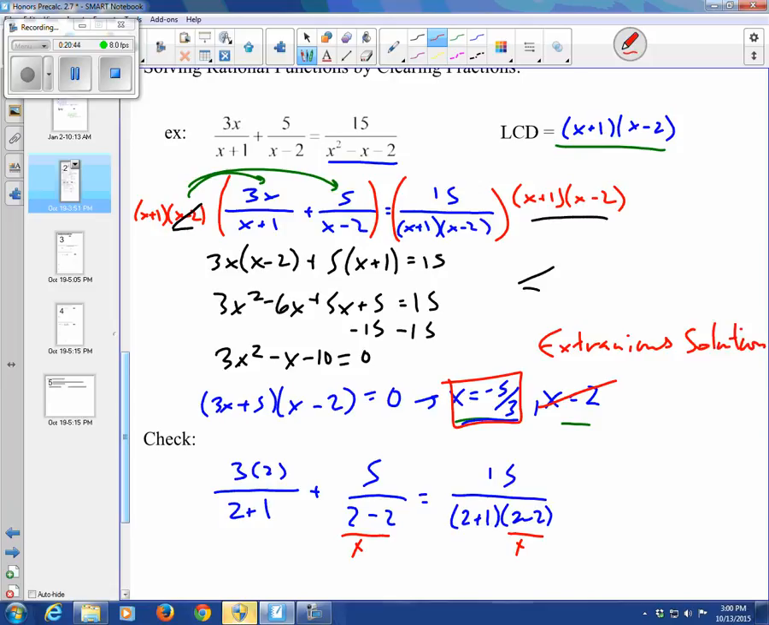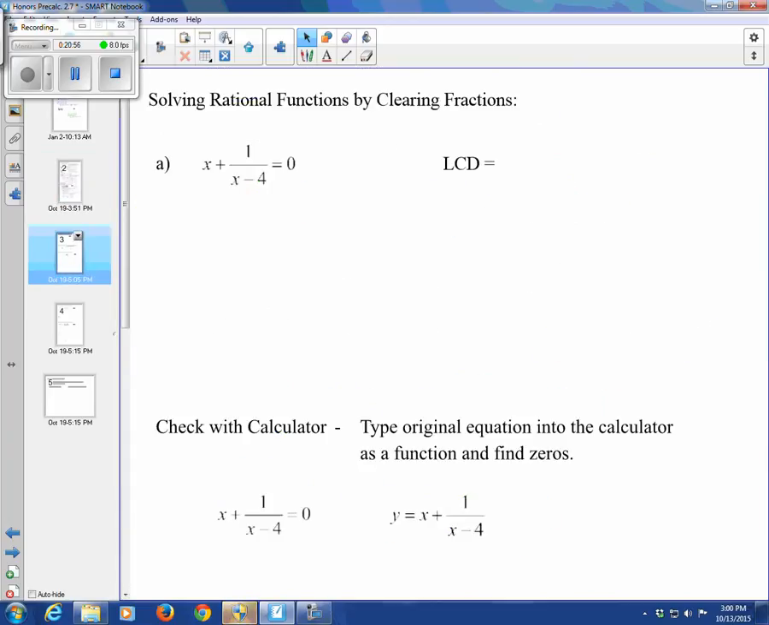Right? We found an x value that did not turn out to be an actual solution for our rational equation, for our rational problem there. So right here, moving on, we want to look at situations where we're not necessarily going to get rational numbers as solutions and determine what we're going to do there.